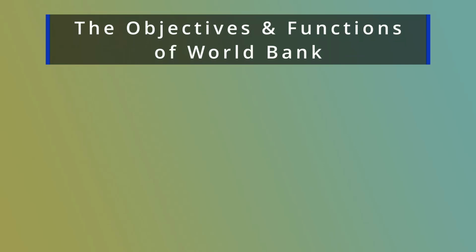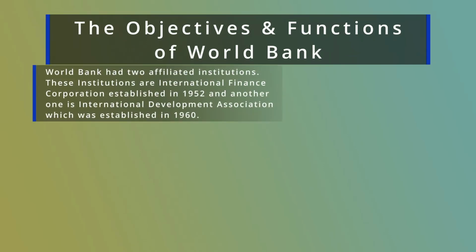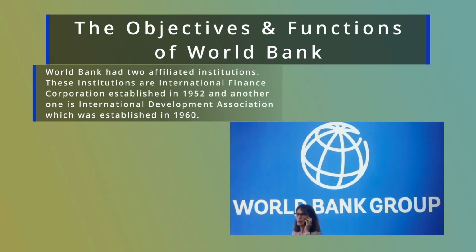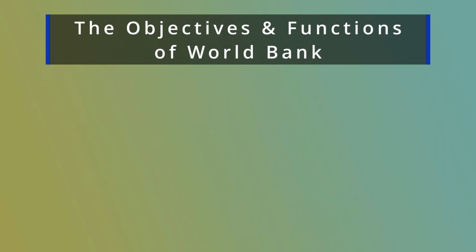Now I will discuss the objectives and functions of the World Bank, which was established in 1945. The World Bank had two affiliated institutions. These institutions are the International Finance Corporation, established in 1952, and another one is the International Development Association, which was established in 1960. Now I am going to the objectives of the World Bank.